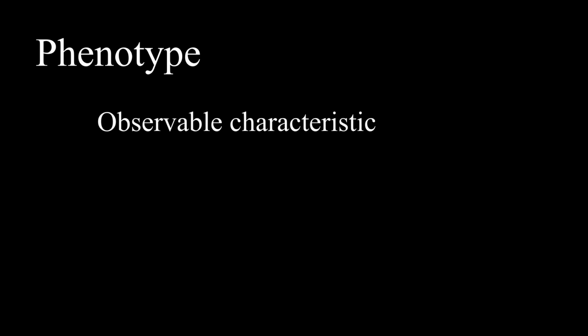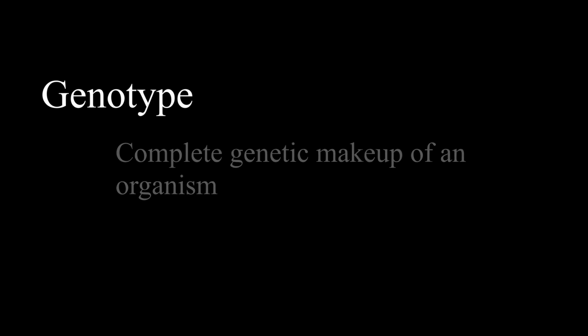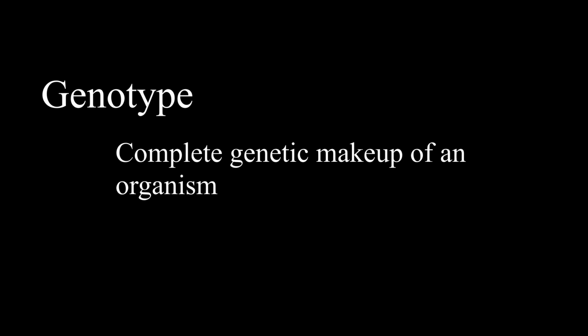Going to be talking about genetics, the topic of phenotypes and genotypes, that kind of stuff. So a phenotype is basically an observable characteristic. That can be behavior, appearance, stuff like that. A genotype, on the other hand, is the complete genetic makeup of an organism. A genotype can also be used to refer to the alleles or variants of genes that people carry.